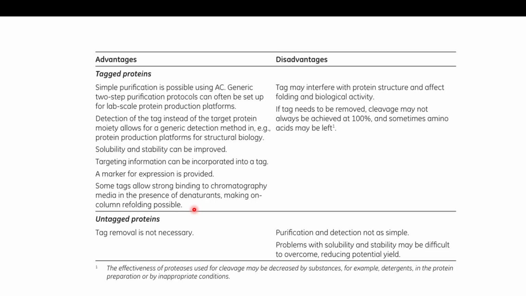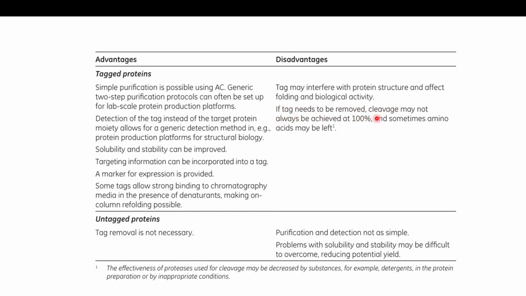What can be the disadvantages of tagged proteins? The tag may interfere with the protein structure. Definitely, it can hamper, because tags usually have amino acid residues or some other molecule attached, right? So it can add to the interactions taking place between the amino acids of a protein and can lead to some structural variations, or proper folding of the protein might not be there, which will further affect the function of the protein, right? Which will affect the folding and biological activity.